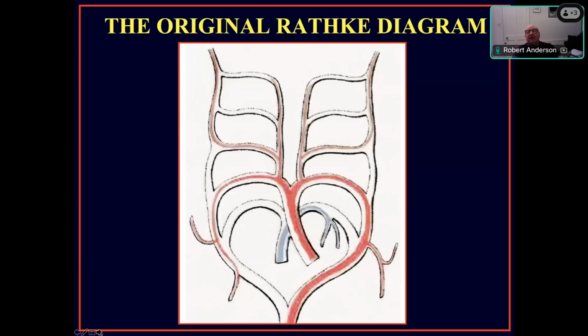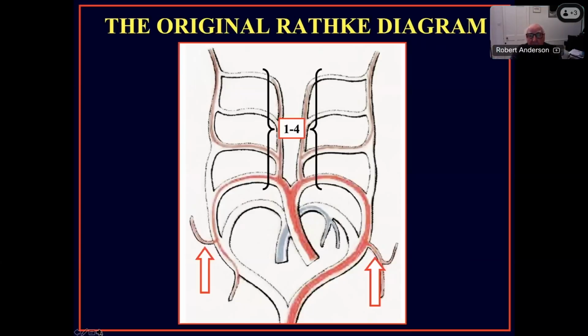So count the arches that Rathke pictured. And there you see 1 through 4. And then look, we still have the 7th cervical intersegmental arteries. But what about this arch? Is it the 6th arch? And you'll immediately see it isn't, because in Rathke's original diagram, based on his embryologic researches, he found only 5 sets of pharyngeal arches.